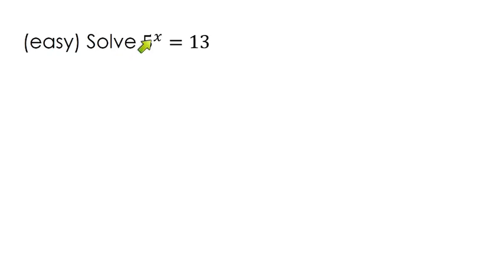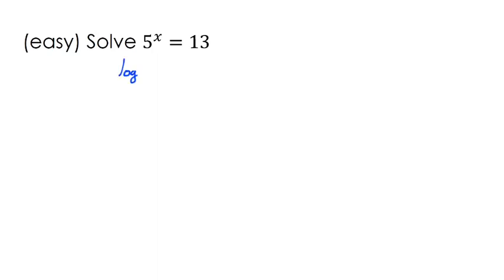We have 5 raised to some power equals 13, but we don't know what that power is. We know 5 to the first power is 5. 5 to the second power, 5 times 5, is 25. So it looks like it's going to be some number in between 1 and 2, but we don't know what it is. And so we can use logs for this situation. And so what I'm going to do is rewrite this in log form.